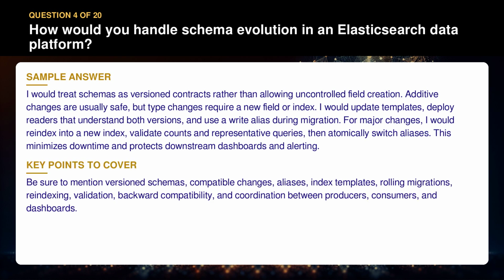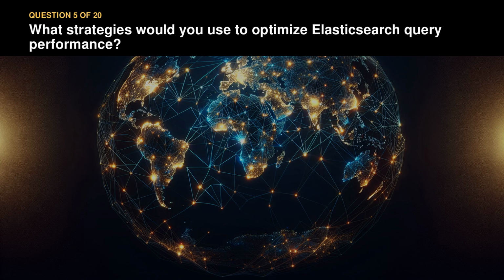Be sure to mention versioned schemas, compatible changes, aliases, index templates, rolling migrations, reindexing, validation, backward compatibility, and coordination between producers, consumers, and dashboards.